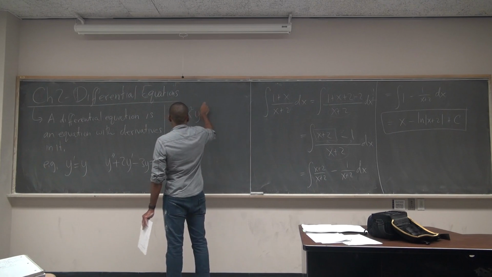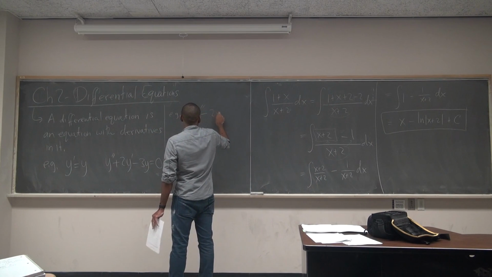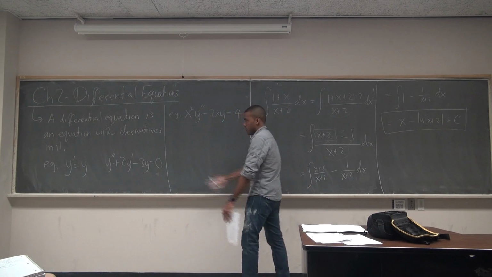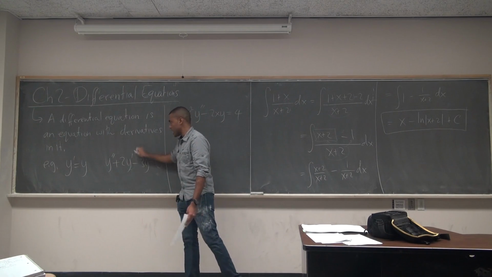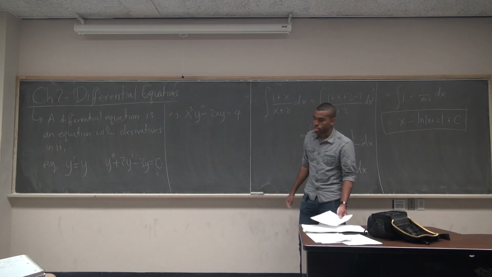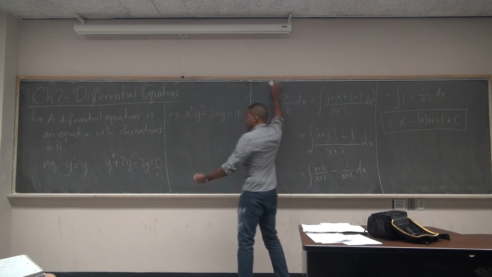x squared y double prime minus 2xy equals 4. Basically you have a regular equation, but there are derivatives hanging out, like they're normal variables. We call these guys differential equations. Just equations with derivatives in.